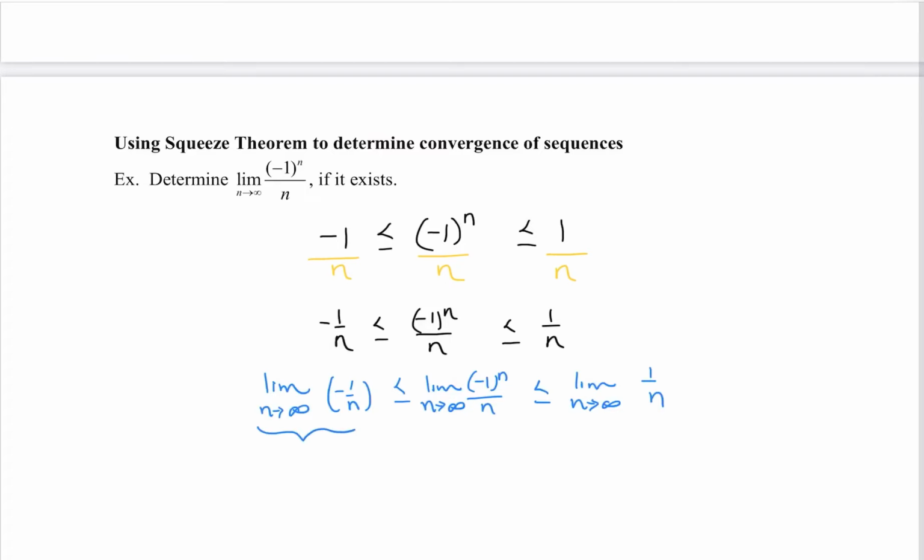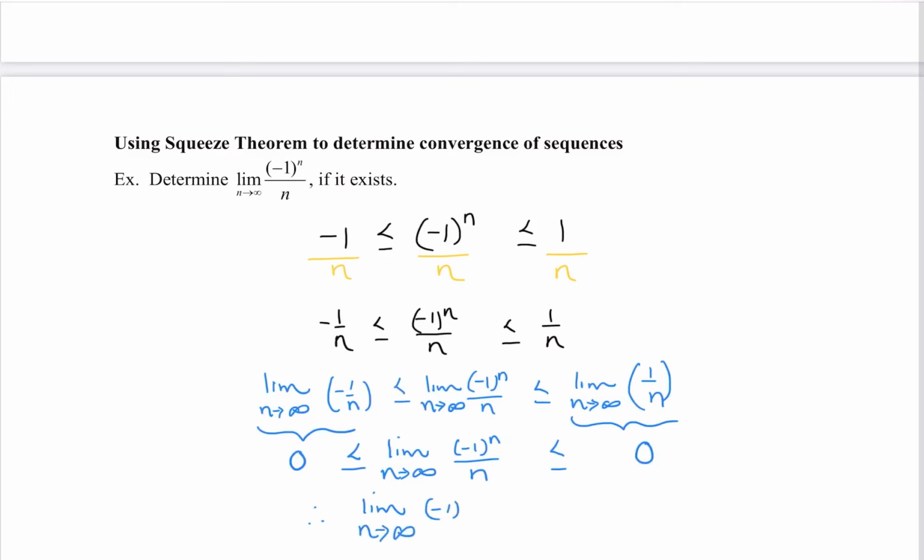Well, for both 1 over n and negative 1 over n, as those denominators increase without bound, the value of 1 over something going to infinity, or negative 1 over it, will go to 0. So I now have that the limit I am trying to find is sandwiched in between zeros. Therefore, this limit would go to 0.